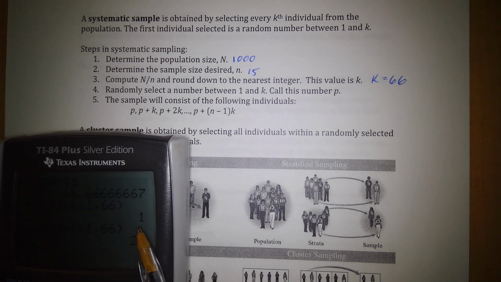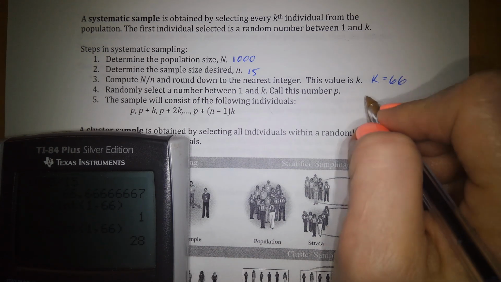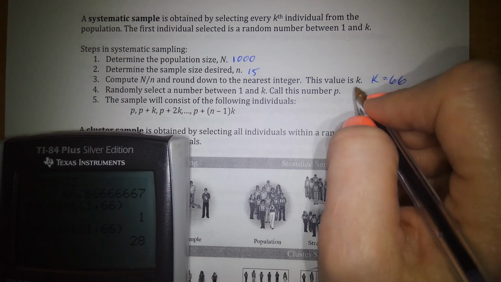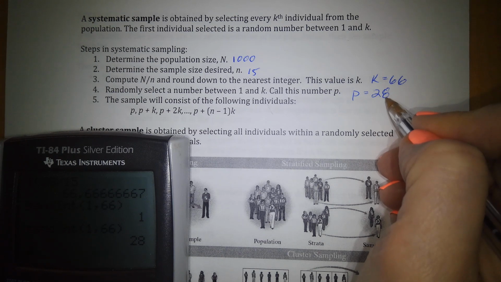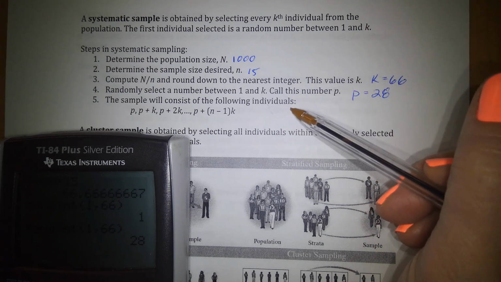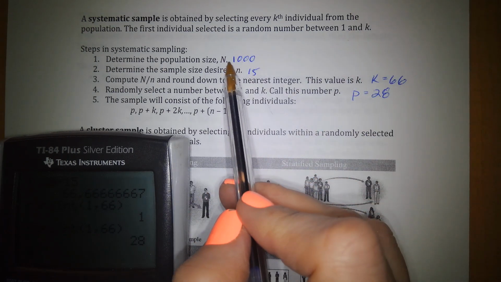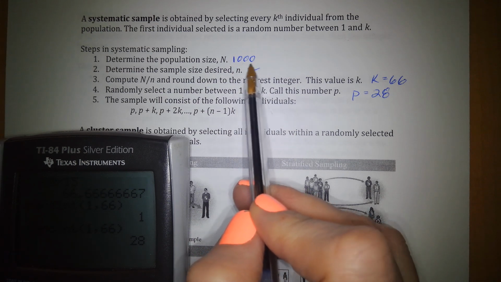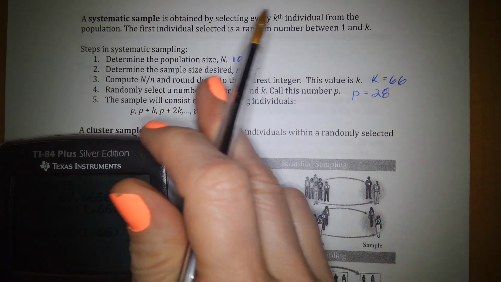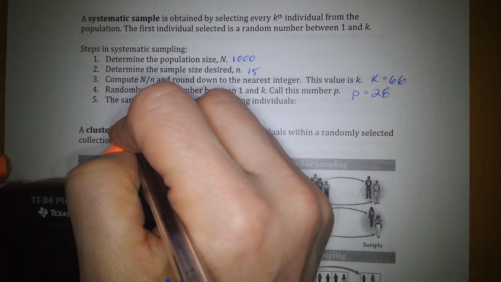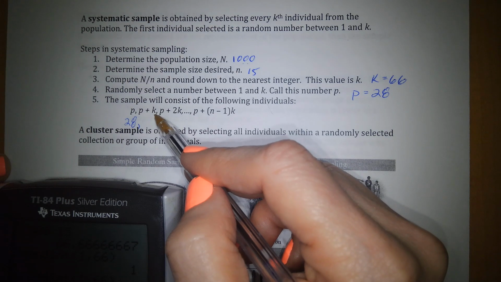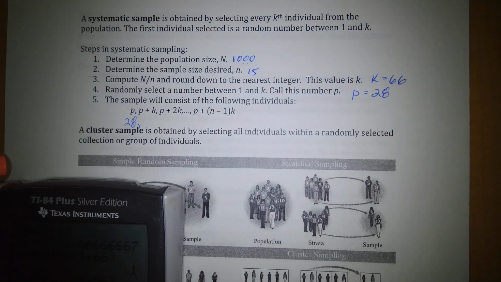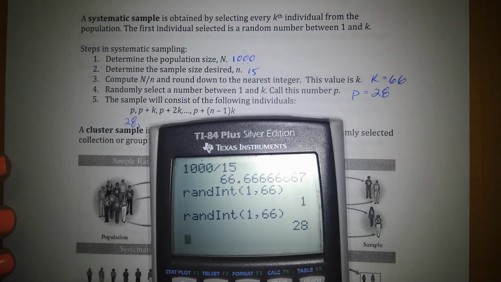Let's go with 28 instead of using the first number 1. So the first number I select randomly is the number 28, and we're going to call this p. So p is 28. So the sample will consist of the following individuals. If I numbered all of these people 1 through 1,000, I'm going to start at the 28th person instead of the first. I'm going to start at the 28th person in this list, and then I'm going to add k to that. So then I'm going to add 66.